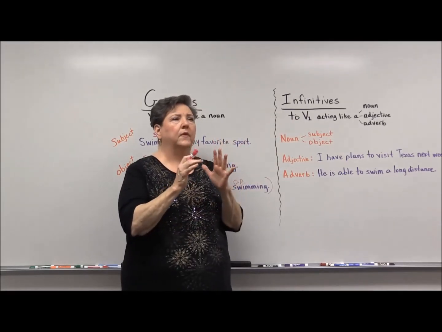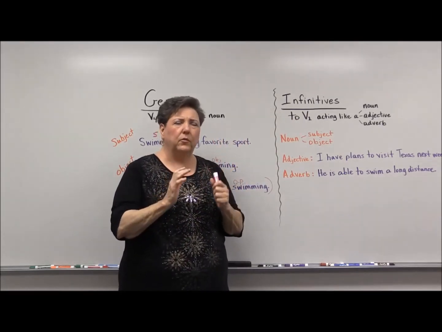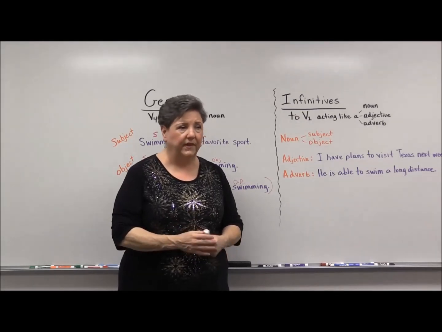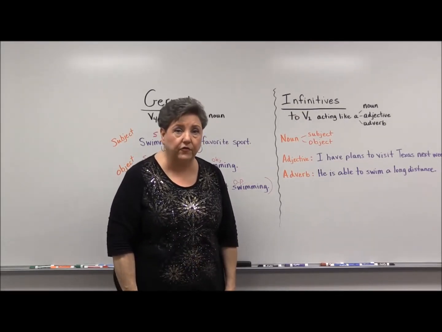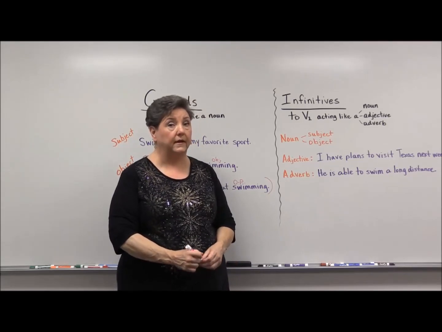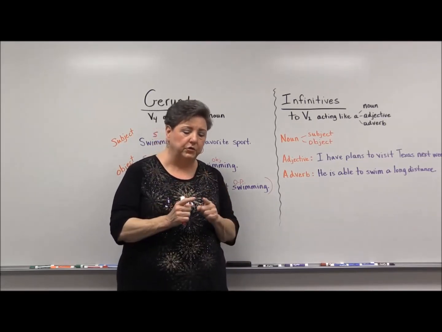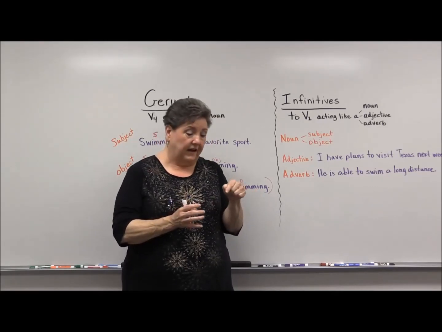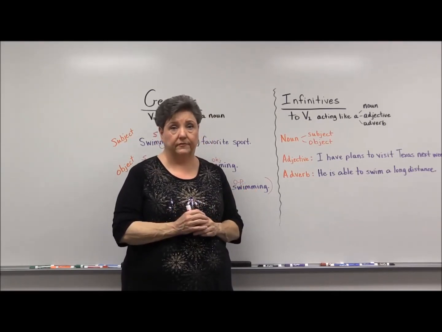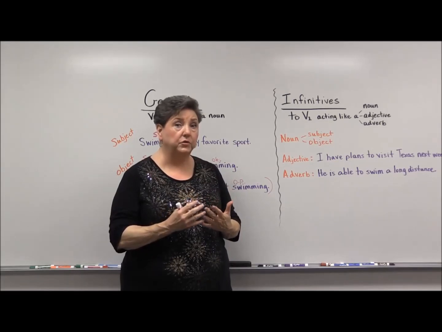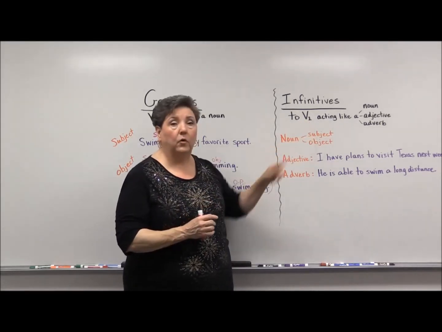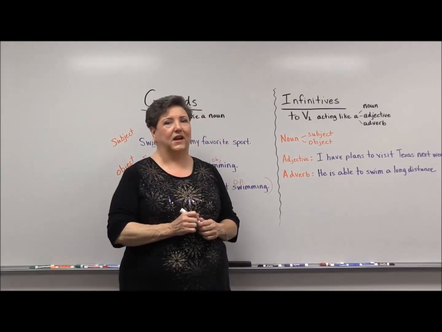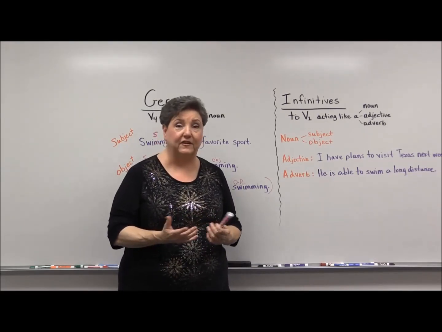Now wait a minute. Remember, we've seen to as a preposition, and this is always confusing at first until you know what you're looking at. If you see to with a noun, then it's a preposition. That noun is the object of a preposition. But the word to can also come with a verb 1 right after it. And when that happens, it's not a preposition, it's an infinitive.